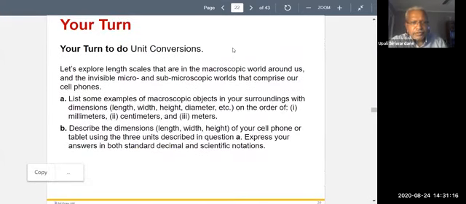Your turn to think about units. The macroscopic world around us, the microscopic world, and the submicroscopic world. What are the examples for these different worlds? Macroscopic, microscopic, submicroscopic.